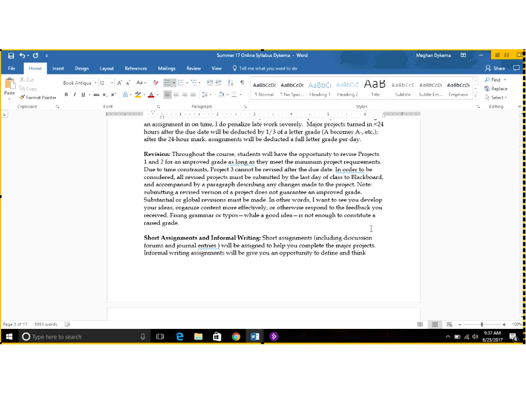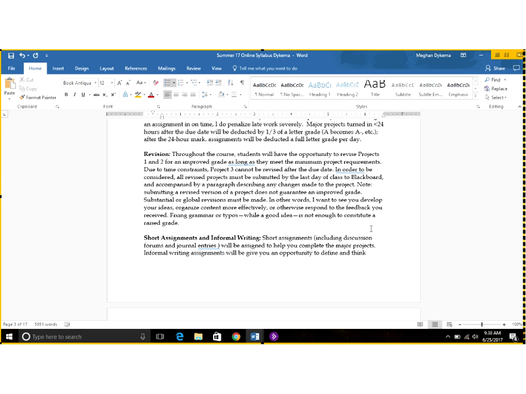If the grading sounds a little intimidating right now, do take note of our revision clause. You do have the opportunity to revise projects 1 and/or 2 for an improved grade. So if you turn in the final draft of project 1 and it didn't go as you hoped, as long as you met all of the minimum project requirements the first time around, you turned in all your drafts on time, you did peer review and your conference, you'll be able to revise that project one more time for an improved grade. And the new grade will completely wipe out the old grade.